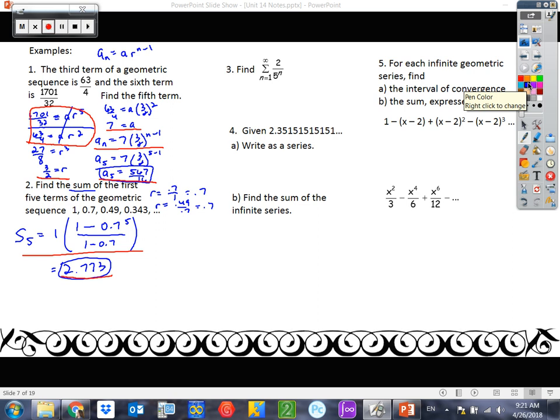All right, let's look at number 3. All right, so this is an infinite series. They want us to find the sum of the infinite series. No, we don't have an infinity button on our calculator to do. We're just going to have to work on this. So I would like to rewrite it to make it a little clearer what r is.